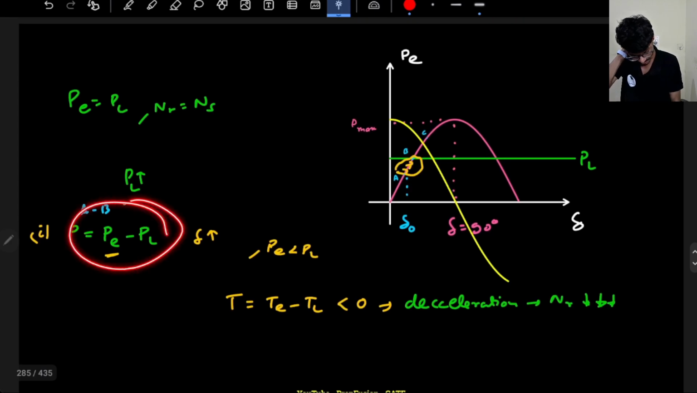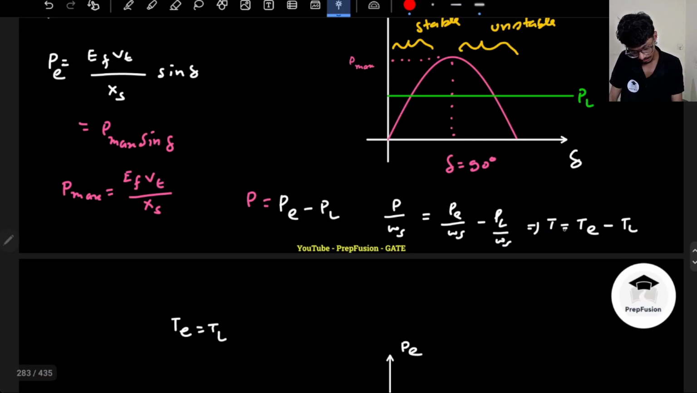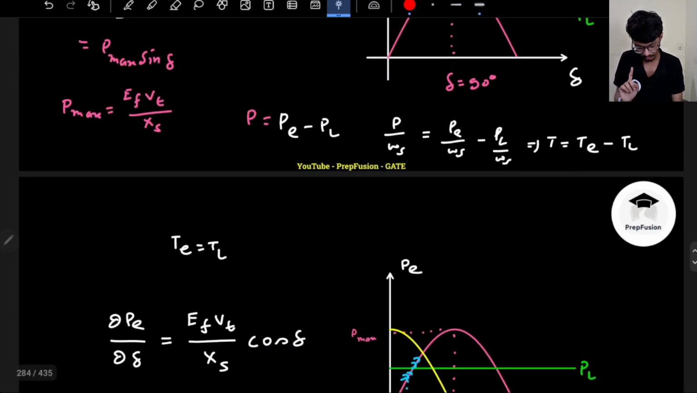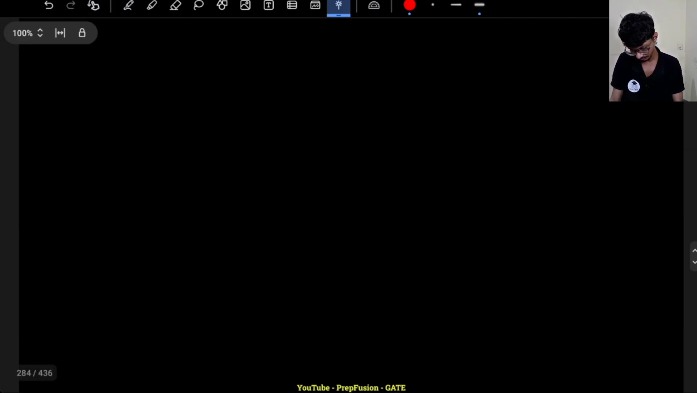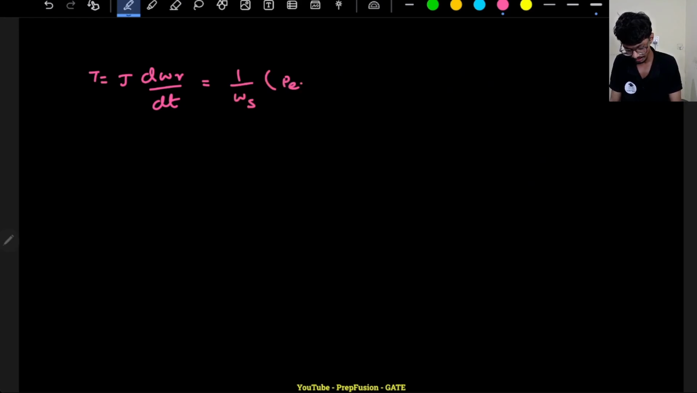So what is this PE minus PL? We had already derived, it is equals to this torque, right? So basically P by omega s is equals to torque. So if I divide this by omega s on both sides, I will write one more equation. What is torque actually equals to? Torque is equals to moment of inertia into angular acceleration, that is d omega upon dt. So I will write one more equation, that this T is actually equals to moment of inertia of the rotor into angular acceleration of the rotor, d omega r by dt. This is equals to my TE minus TL, that is 1 by omega s into PE minus PL.